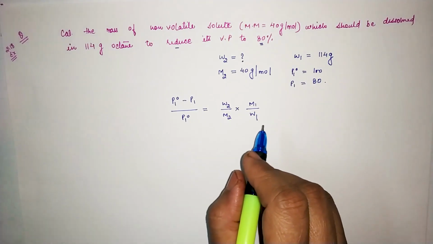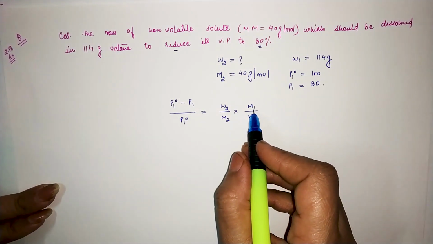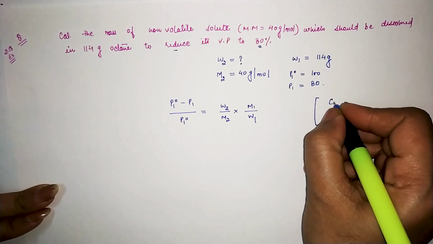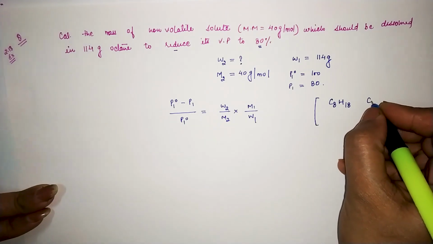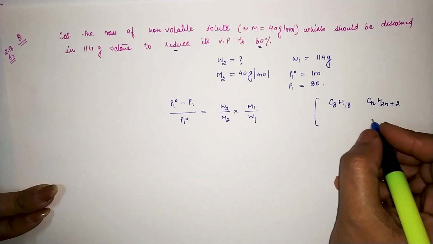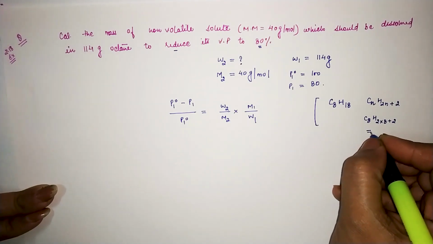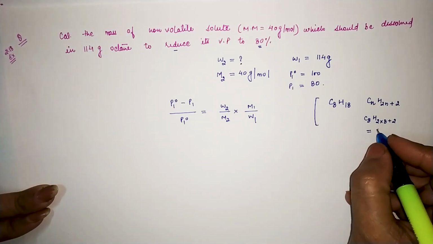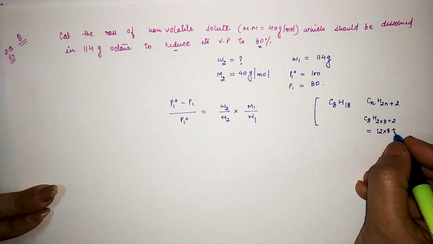Now in the question, this octane is given to us, its M1 is not given, but we know that octane is what? It is an alkane. Octane is C8. You know the formula of alkane, CnH2n plus 2. So what is n here? 8. So C8H2 into 8 plus 2, which is nothing but C8H18.